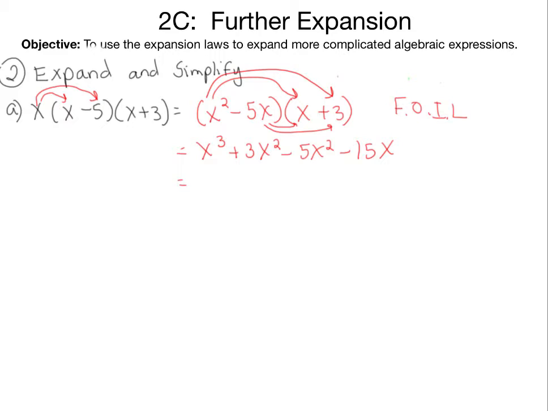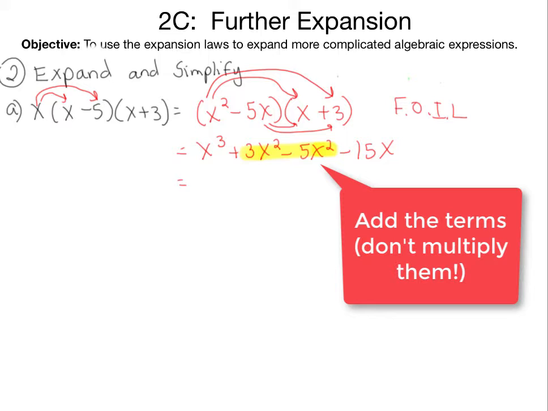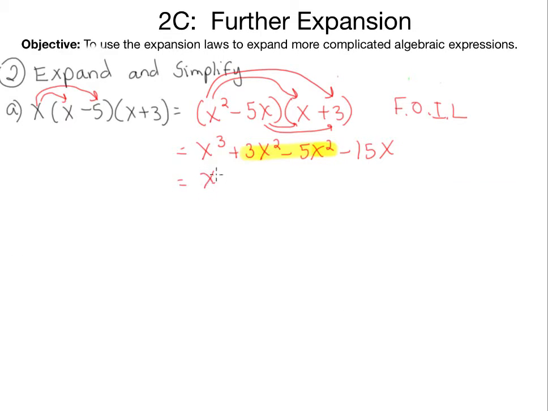And then I'm going to combine any like terms. So I notice I have a 3x squared and a negative 5x squared. These are like terms, so I need to make sure I combine these before I write my simplified answer. So let's see, that gives us an x cubed minus a 2x squared minus a 15x. And this is your expanded simplified answer.